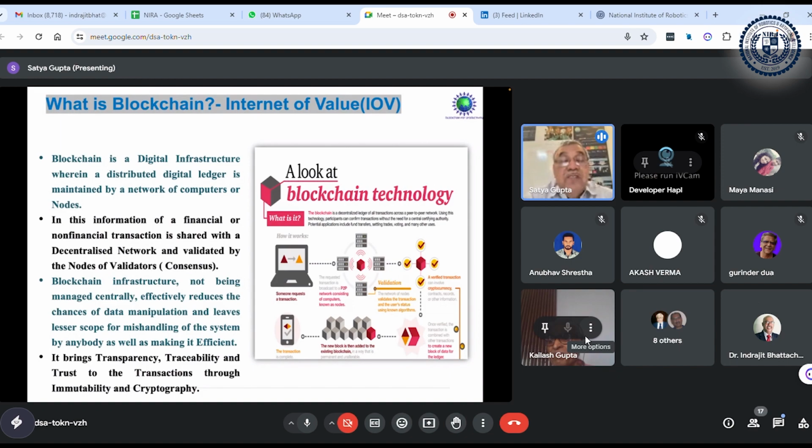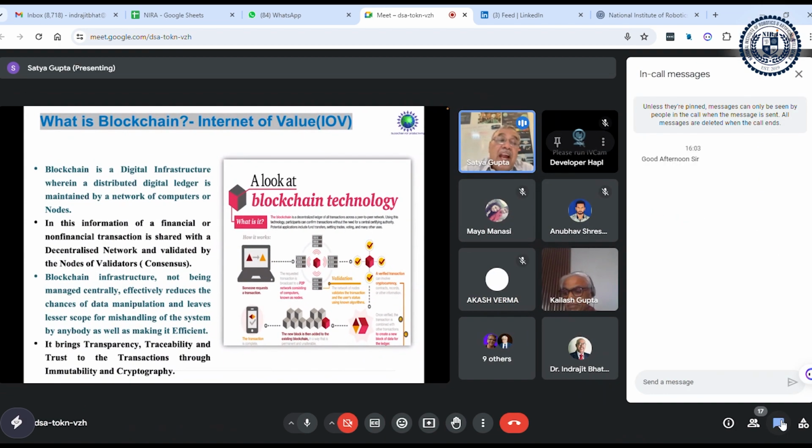Yes, so blockchain infrastructure not being managed centrally, because it is decentralized, effectively reduces the chances of data manipulation, because if there is a central control, a central person, he can do some manipulation, knowingly or even unknowingly, of the system. And it will also be inefficient, because any central control or any middle layer you add in any infrastructure makes it inefficient and adds to the cost.